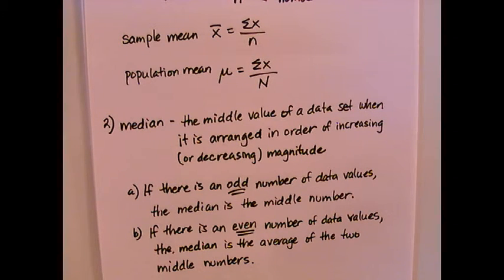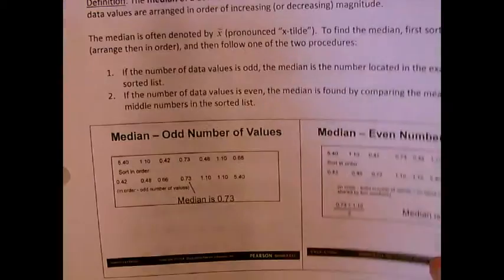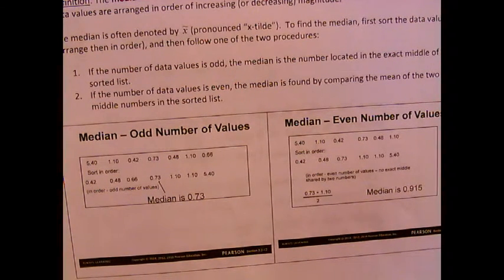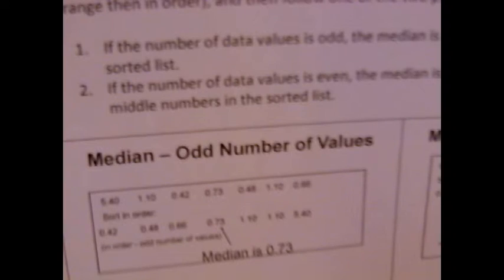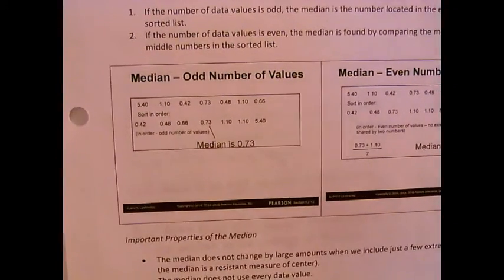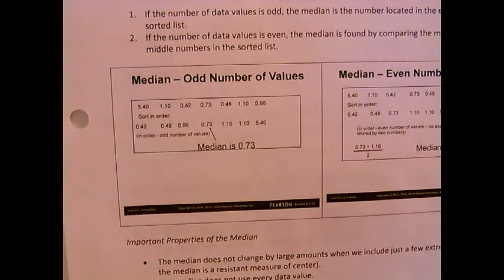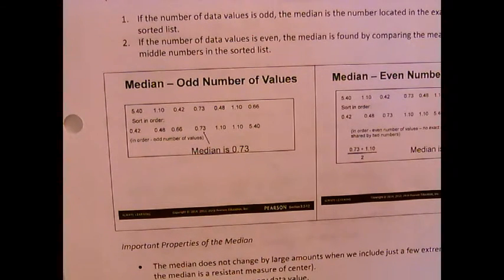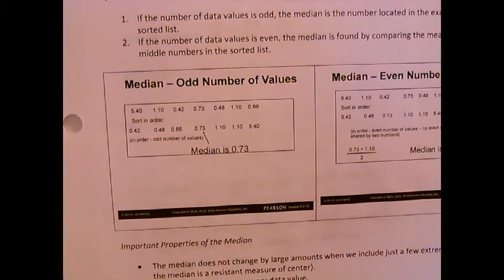Okay, and I do have some examples or illustrations of just this. If you look at the one on the left side, you have a median for an odd number of data values. In this case, we have 5.40, 1.10, 0.42, 0.73, 0.48, 1.10, and 0.66.